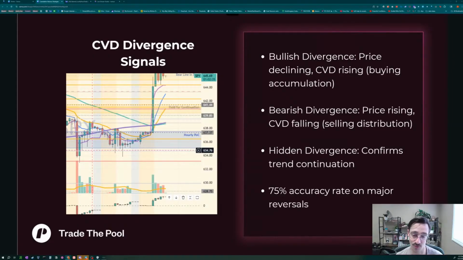So, just this alone will have about a 75% accuracy rate. These reversals can pay really well when they hit too. So it's really important to be looking for these divergences.